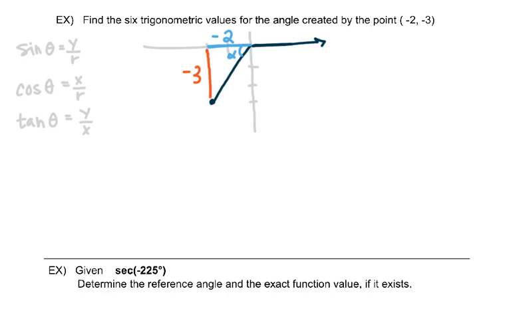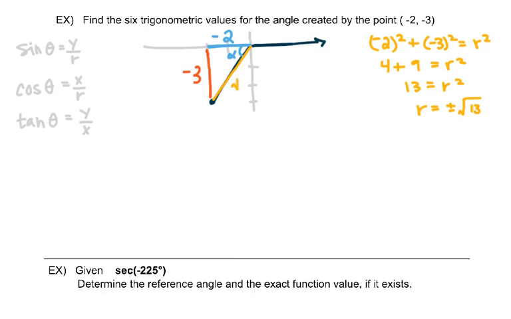Can I find the length of my radius? Yes, I can find that length using the Pythagorean theorem. So by the Pythagorean theorem, we would say -2 squared plus -3 squared equals r squared. 4 plus 9 equals r squared. We're going to end up with r equals plus or minus the square root of 13. Now, as I already said, that radius is going to be positive. It's always extending out. So that's going to be positive root 13.